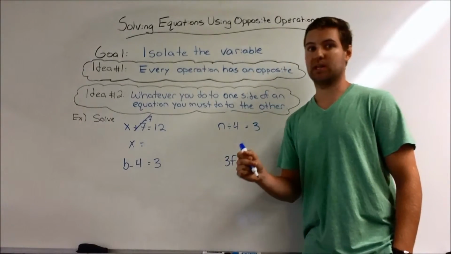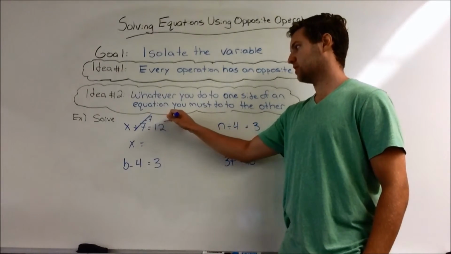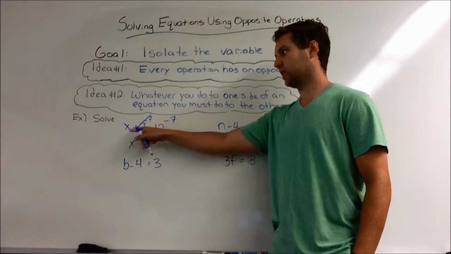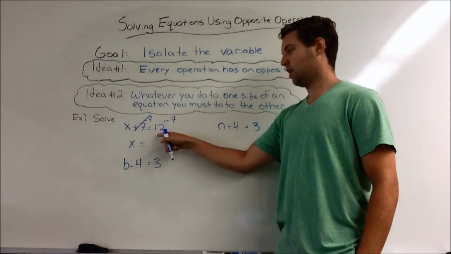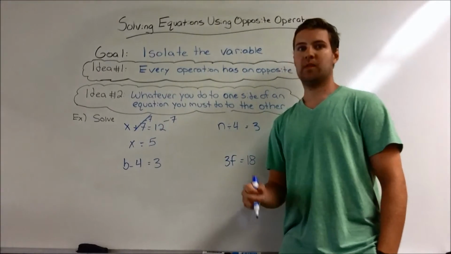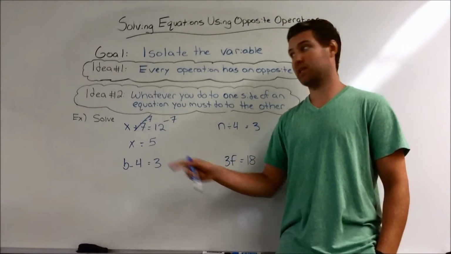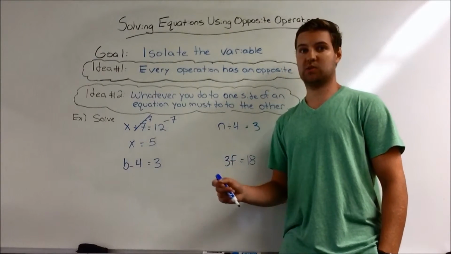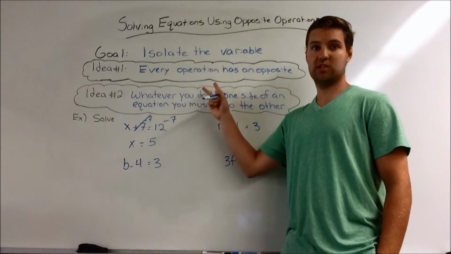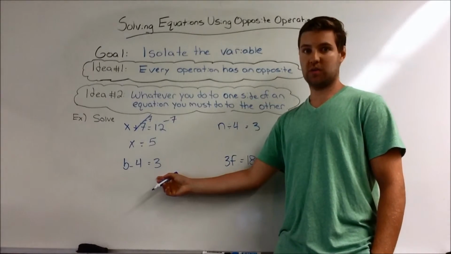But we also have to remember idea number 2. We can't just subtract 7 from this side, we also have to subtract it from the other side. So on the left side of the equation, those canceled out, and we're just left with x. And on the right side of our equation, 12 minus 7 is 5. So we get x equals 5, which if you remember when we did it by inspection, we said 5 plus 7 equals 12. So we get the same answer by doing it using these two ideas, which is called opposite operations. Let's try another one.